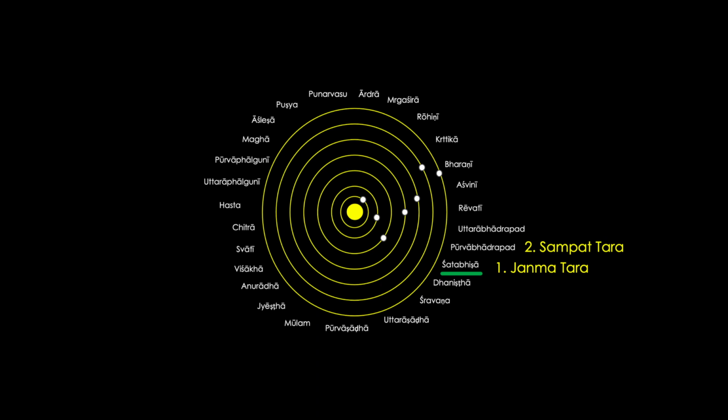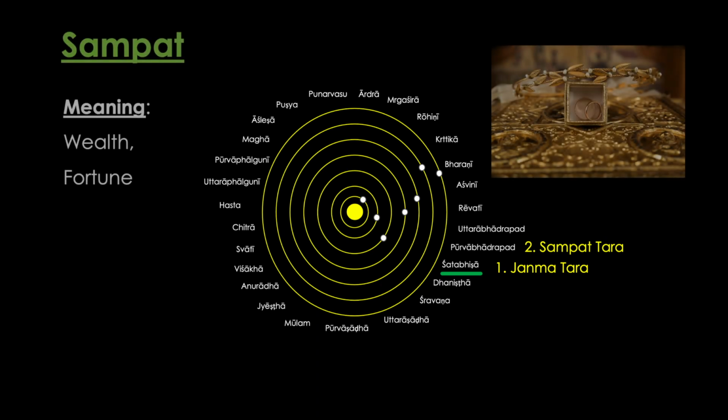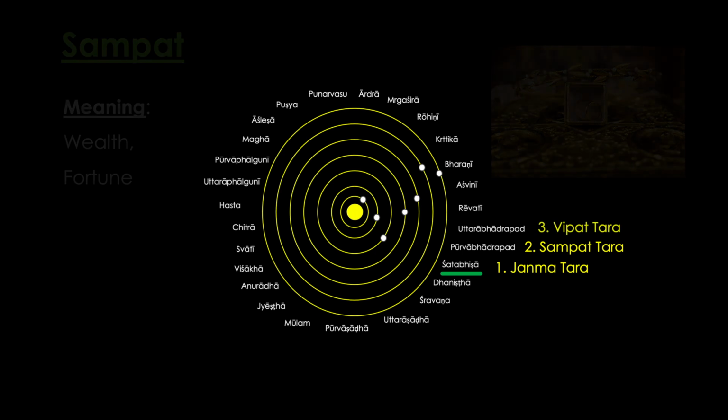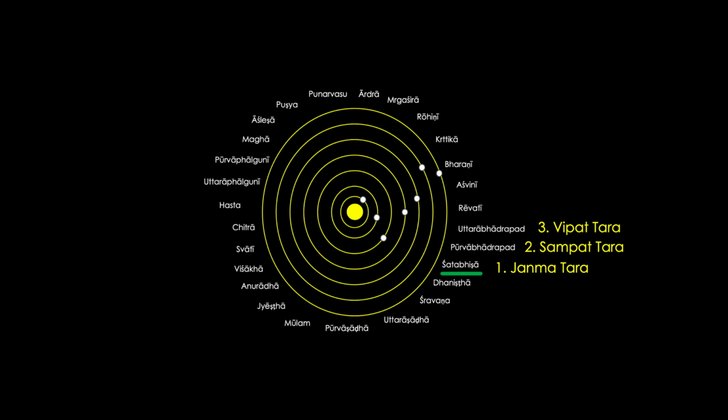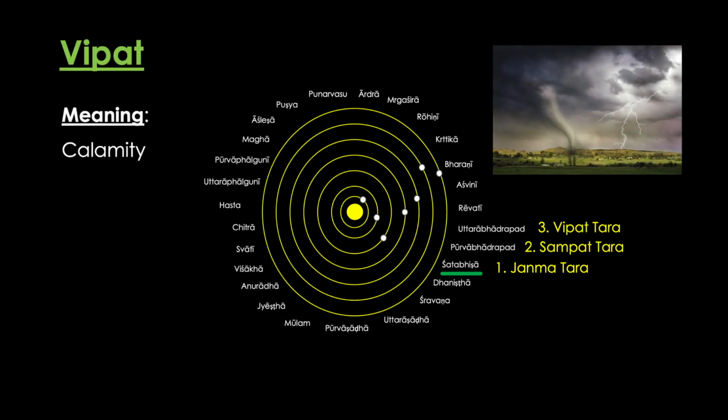After Shatabisha comes Purva Bhadra. The second nakshatra after Janma nakshatra is called Sampat Tara. Sampat meaning wealth, fortune. Hence, Purva Bhadra is a Sampat Tara for Shatabisha. After Purva Bhadra, it is Uttara Bhadra. The third nakshatra after Janma nakshatra is called Vipat Tara. Vipat meaning calamity. Uttara Bhadra is Vipat Tara for Shatabisha.